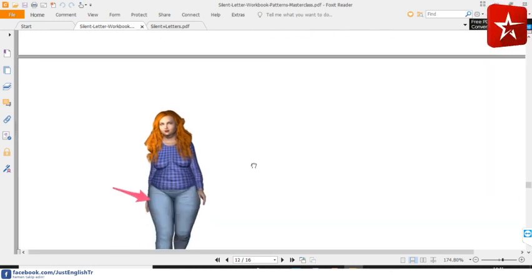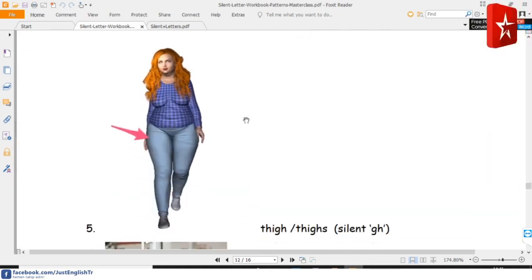That's great. Next one. Yes, next one about thigh. Yeah, I know it is really difficult to pronounce, but it is thigh, like between your teeth. Pronounce between your teeth. Thigh, like silent G and H combination. Yes.